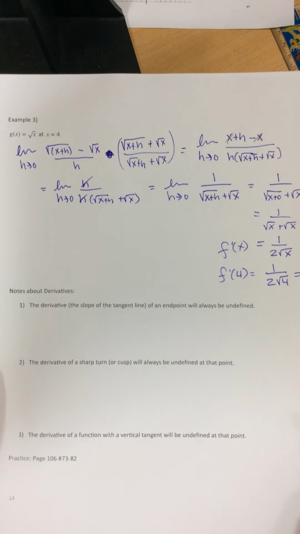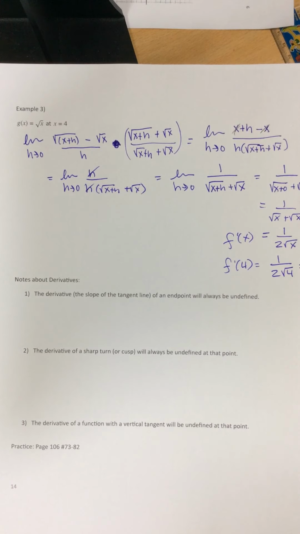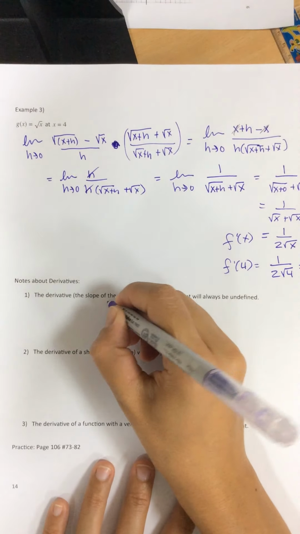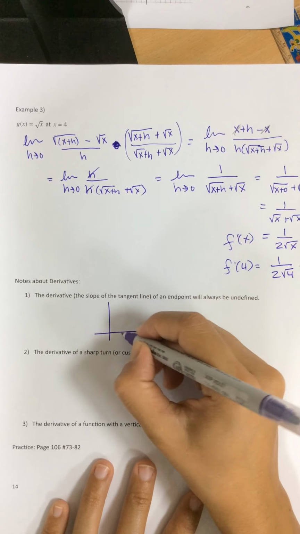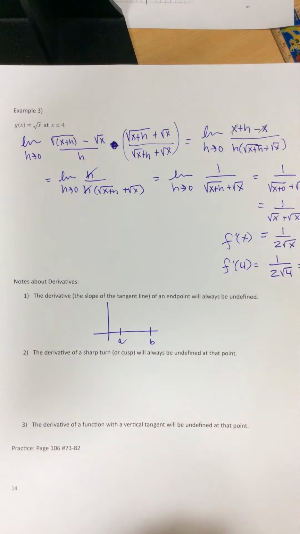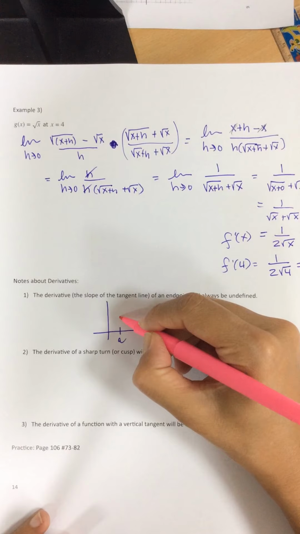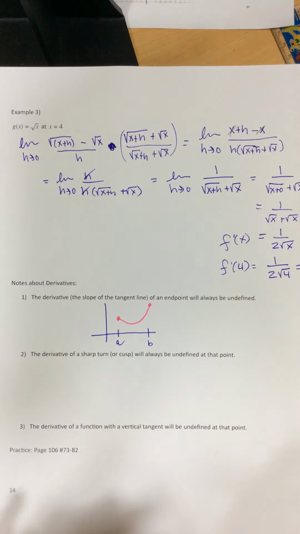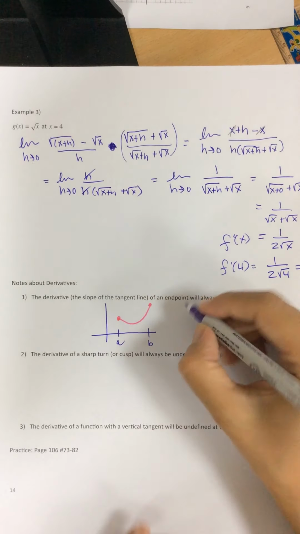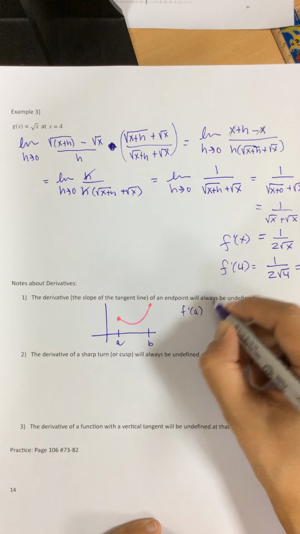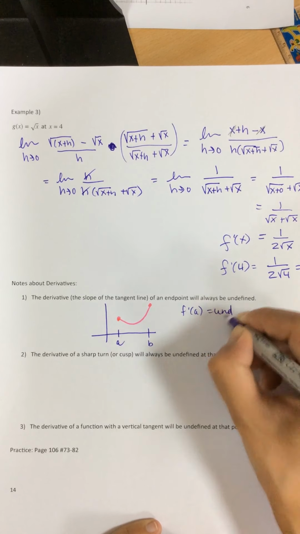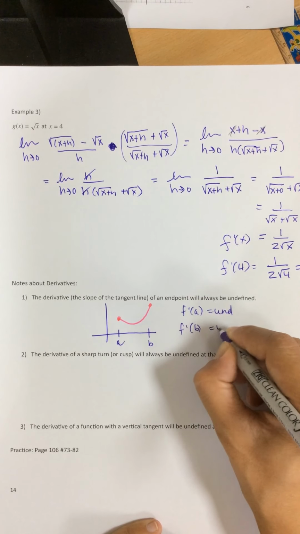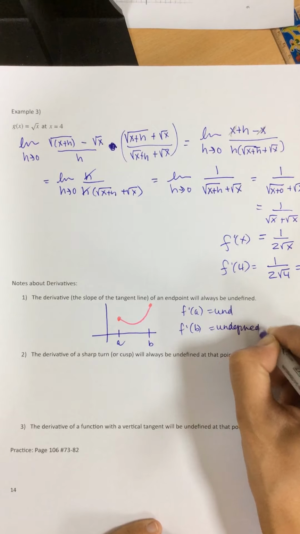So, some notes about derivatives, some generalizations we can make. The derivative, the slope of the tangent line at an endpoint, we're just going to say is undefined. So, let's say you have this a, you have this b. Let me get a different color. Let's say you have this function like this. At these endpoints a and b, it's undefined, because we can't make an interval approaching from the left and the right. Okay, that's one thing you can remember if you're ever stuck.